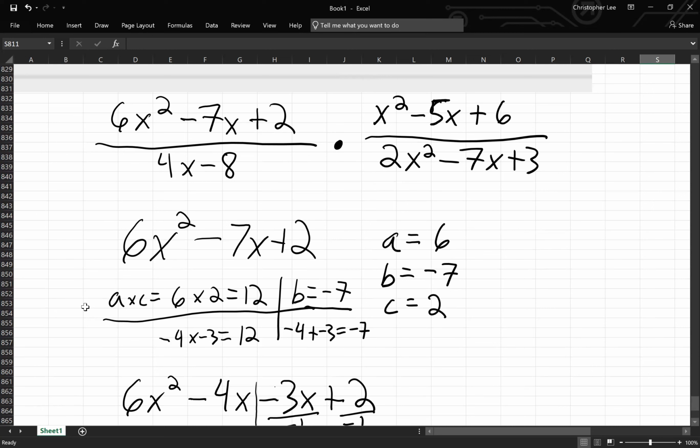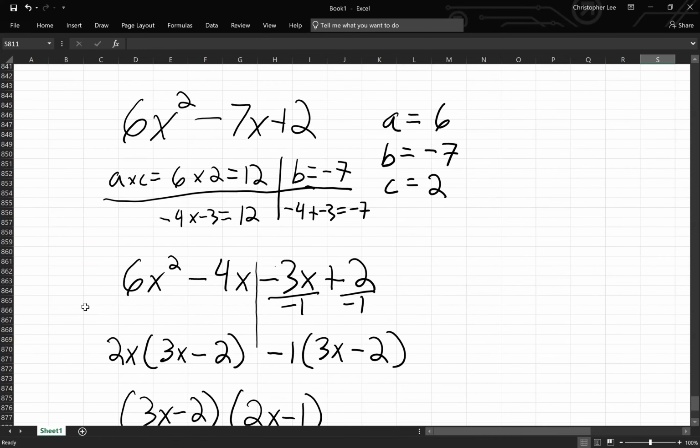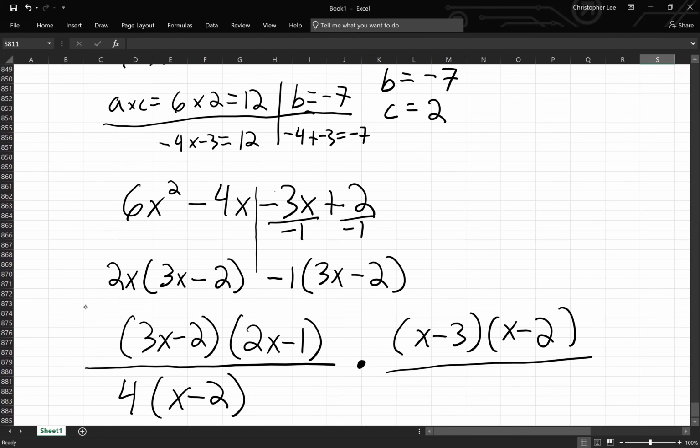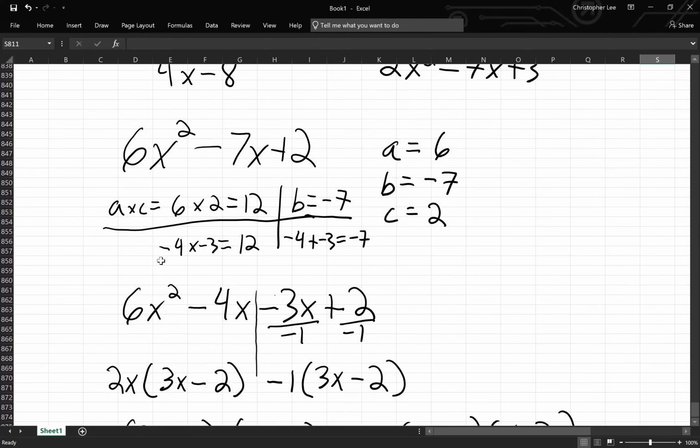Two numbers that multiply to 6 but add up to -5. What are they? -3, -2. That's it. All right? X minus 3, X minus 2. -3 times -2, positive 6. -3 plus -2, -5. That works. All right. Hold up. Let me scroll back up.